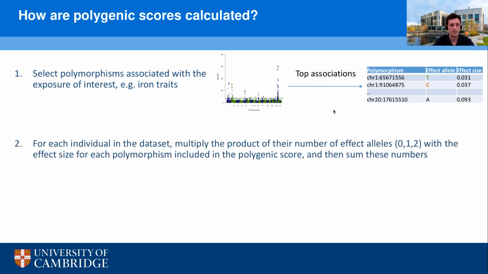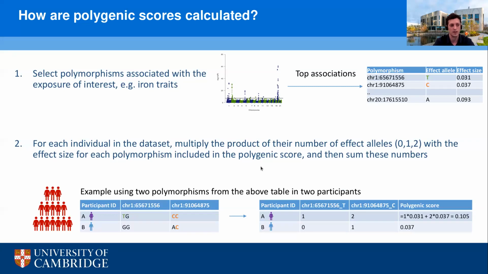Then for each individual in the data set, we multiply the number of effector alleles for each polymorphism by the effect size, and then sum these numbers. It's a little bit of a mouthful, but hopefully this example will clarify what I mean. This is one example using only 2 polymorphisms from this table and 2 participants.